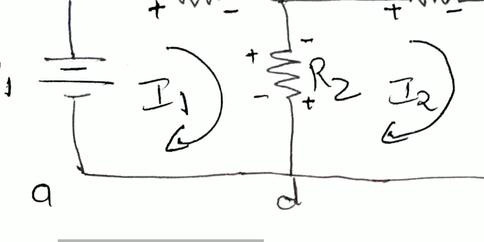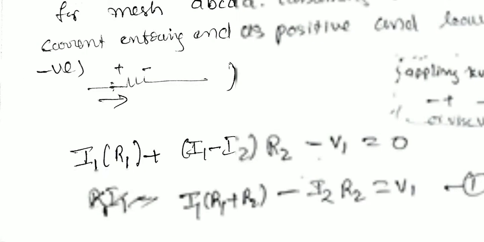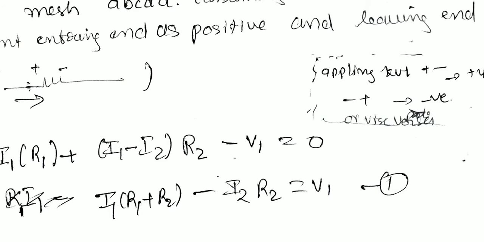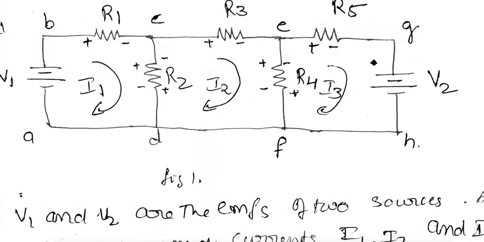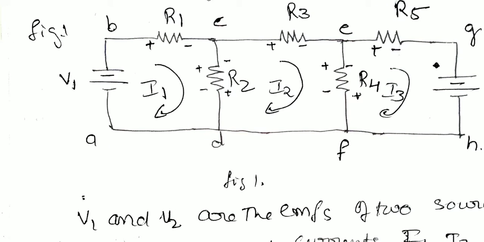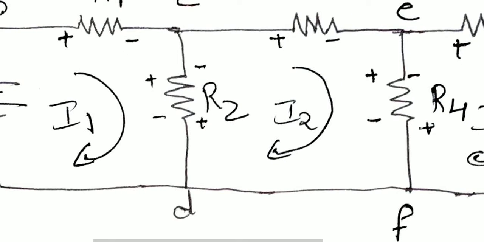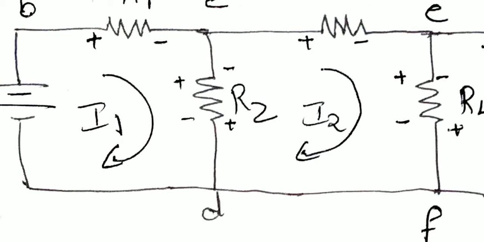Let us apply KVL to loop 1. Then we have I1 into R1 plus I1 minus I2 into R2 minus V1 is equal to 0. First I got the positive end. The current through resistance R1 is I1, so I1 into R1 is the voltage across R1. The current flowing through R2 is I1 minus I2, so the voltage across R2 is I1 minus I2 into R2.